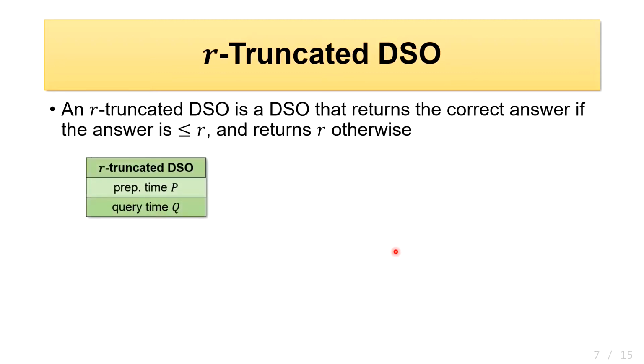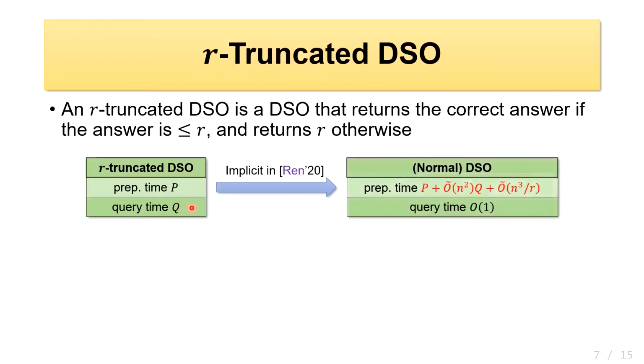In my previous ESA paper, I showed the following transformation. Suppose we have an R-truncated DSO with preprocessing time P and query time Q. Then we can bootstrap it to a normal DSO with preprocessing time P plus n squared Q plus n cubed over R and constant query time.